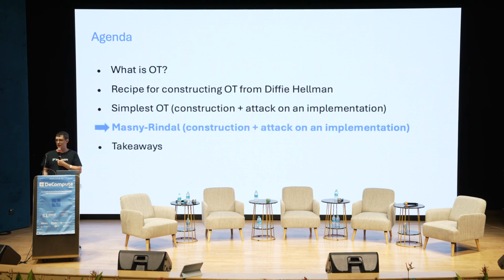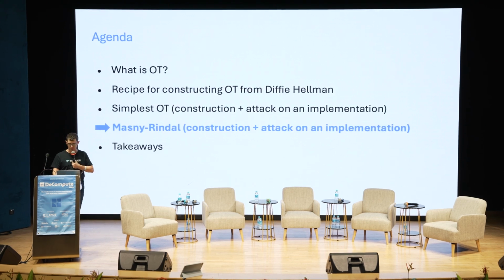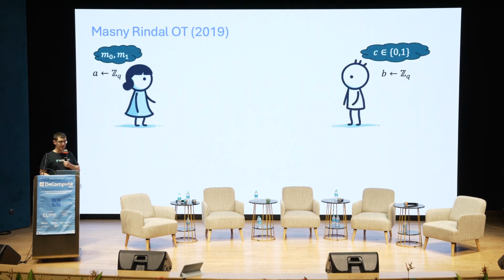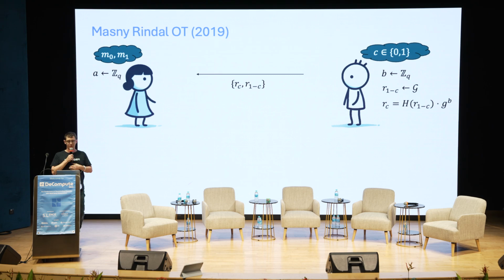Okay, the second protocol that I want to present also had a bug in it. It's the Masny-Rindal protocol from 2019. Again, I will first explain how the protocol works. It follows the general recipe of constructing OT based on Diffie-Hellman. Here, both of the parties again have their secret scalars a and b mod q. The way the protocol works is that the receiver will send two random group elements. One of them, R_c, corresponds to the choice bit. The other one is the non-chosen one.